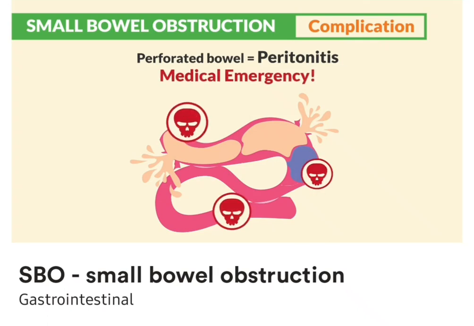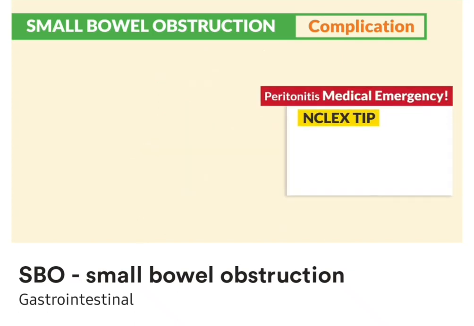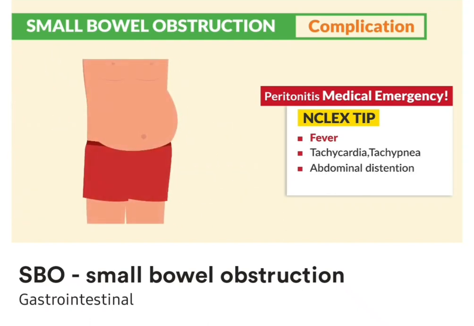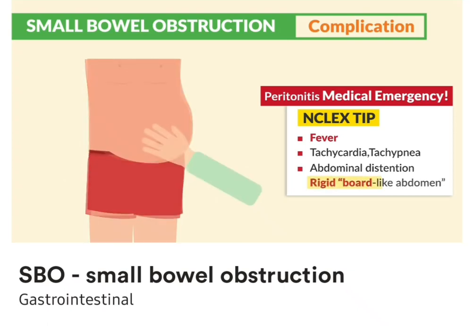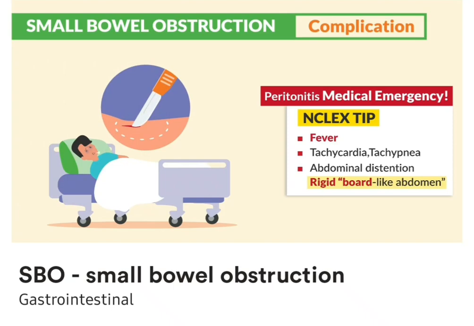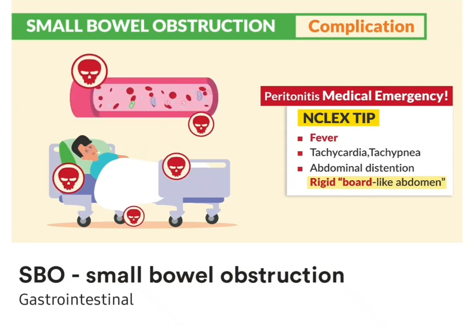We cover it in all the lectures pretty much in this GI series. So the NCLEX tips, once again, look for fever, tachycardia and tachypnea, as well as abdominal distension. And a key term here is a rigid board-like abdomen. The client needs immediate surgery or they will die from septic shock, that infection all over the body.